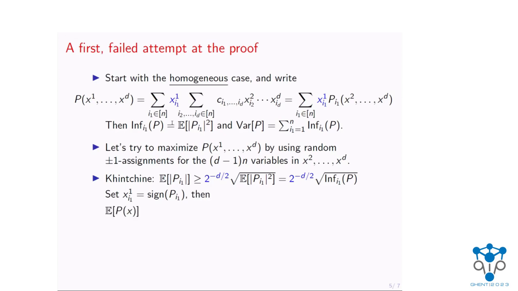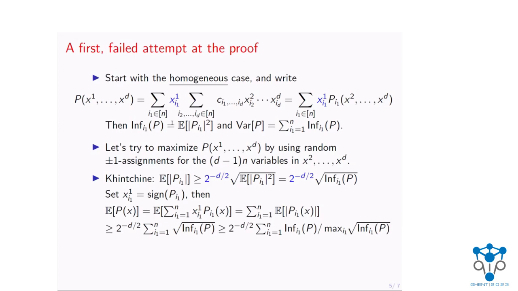Right, so the expected value of px under this assignment of variables that I just mentioned, well, it's going to be this. You choose the xi1 variables so that you get an absolute value here. You pull in the expectation, you get this. You apply what you get from Khintchine. And now here you get square roots of influences. And we're only looking here at the influences of the little n variables in the first block. And you can divide here by the square root of the max influence in that block. And this gives you this here.